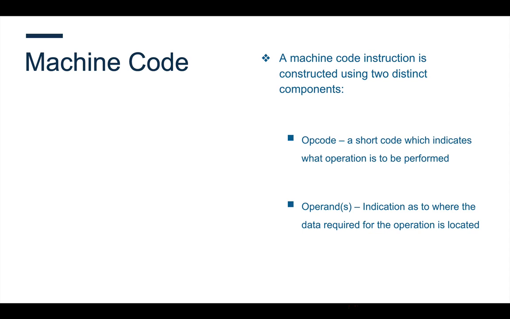Okay, machine code instruction is constructed into two different components. So when I look at these ones and zeros, there's two different components. There's something called the opcode, which is a short code which indicates what operation is to be performed. And the operand or operands is an indication to where the data required for the operation is located. So where am I looking for this? And when we have a look at RAM, and how registers and things are saved, this will hopefully make sense. You know, what's going to happen? Where's the data required to do this operation? So if I'm adding two things together, that's cool, but what two things and where are they?